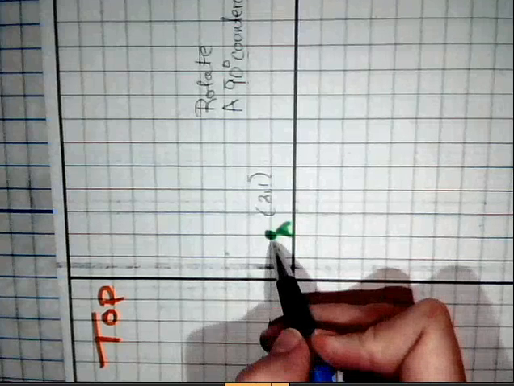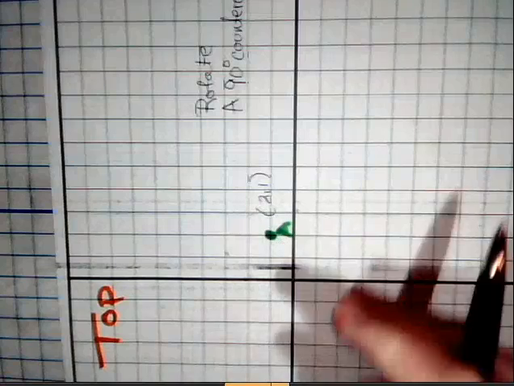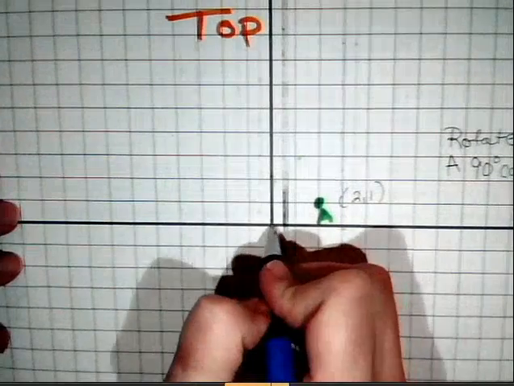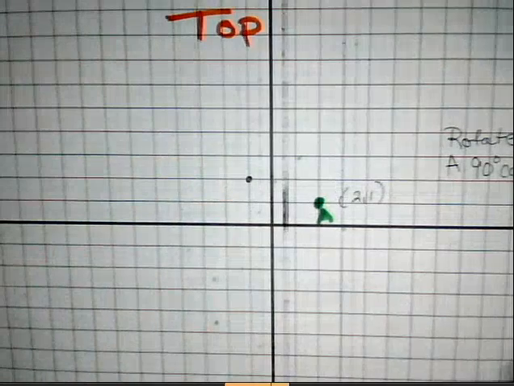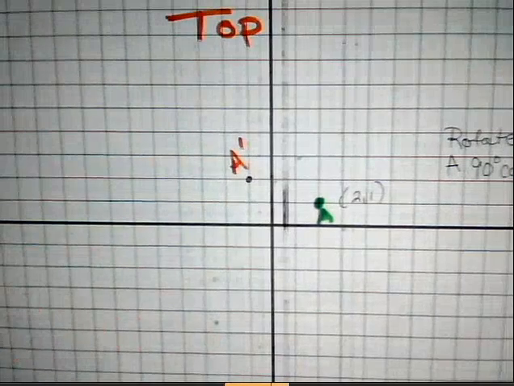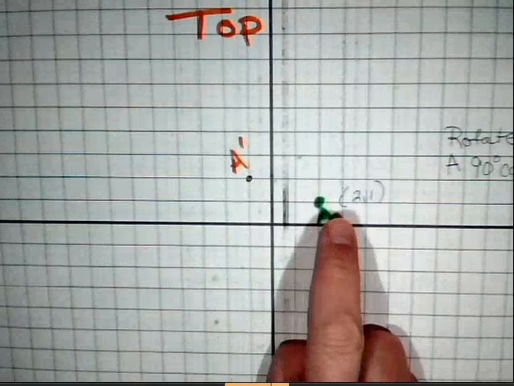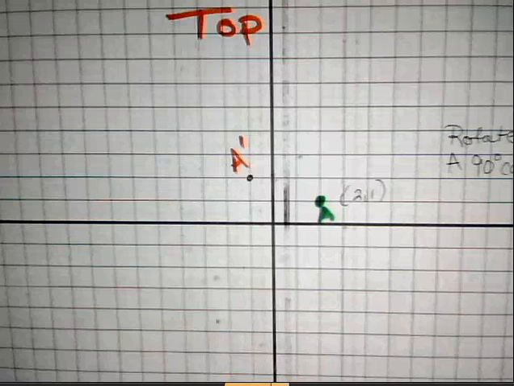Well, the coordinate, I would go left 1 and up 2. So left 1, up 2. So I'm going to turn my paper back, and I'm going to go from my center, left 1 and up 2. And that gives me A prime. That is my image of A, which was my pre-image, after I rotated it 90 degrees counterclockwise.